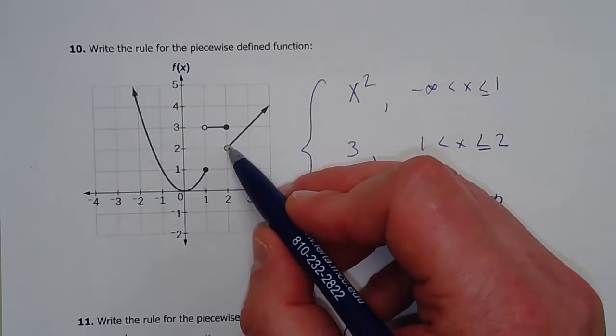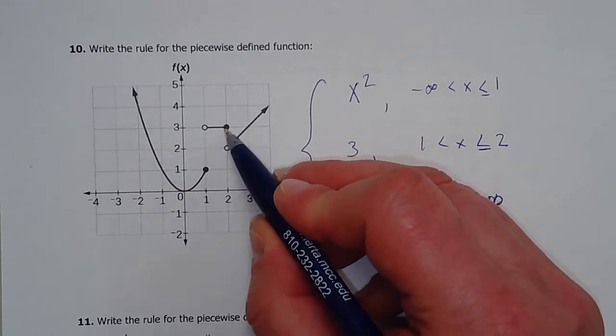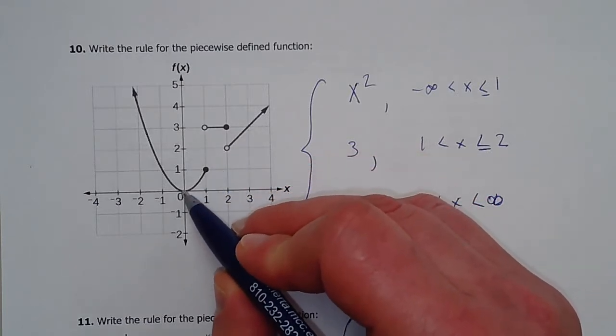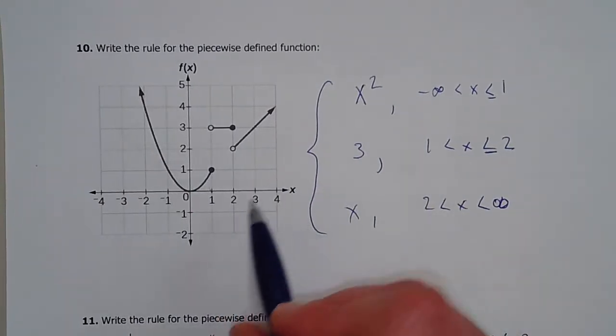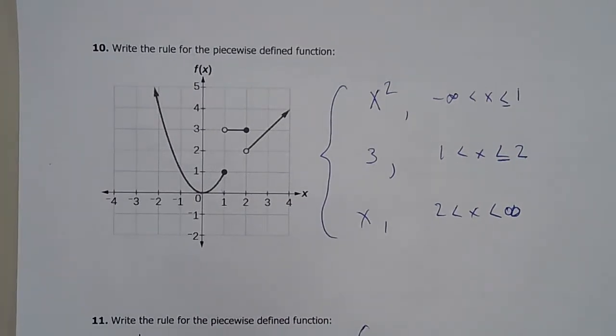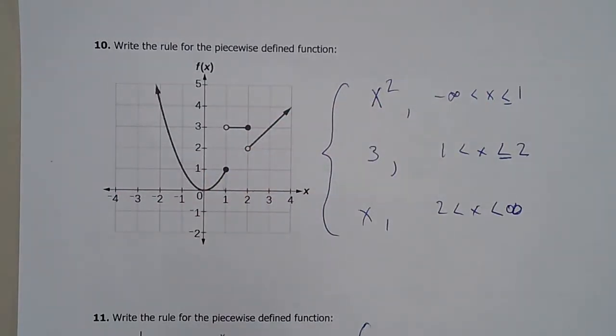And then this one is a linear function, like an mx plus b. Its slope is 1, right, because it's going up 1, right 1. And if you follow it back, its y-intercept is going to be 0. So it's just 1x plus 0, or just x. And it exists from 2 on to infinity. And so there we go. So just kind of walk through it piece by piece, left to right, coming up with the functions and the domains that they exist on.